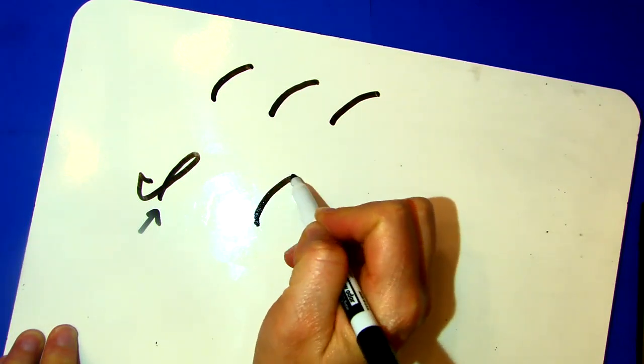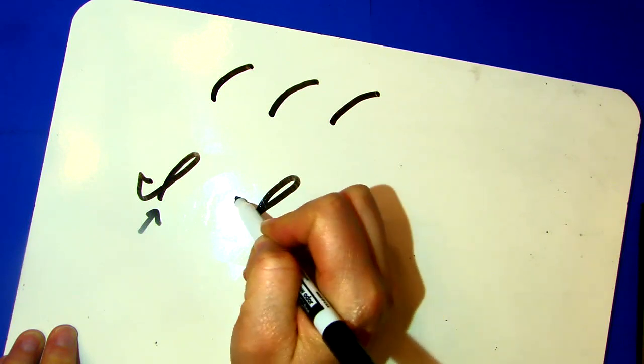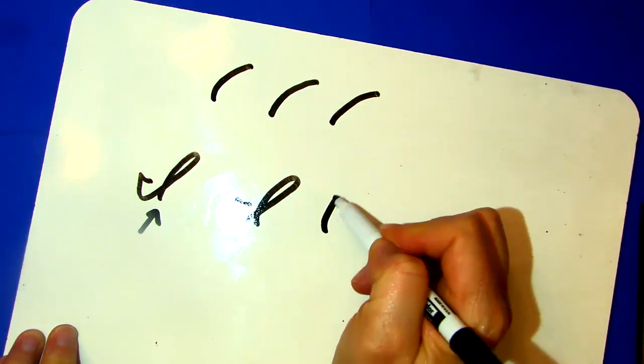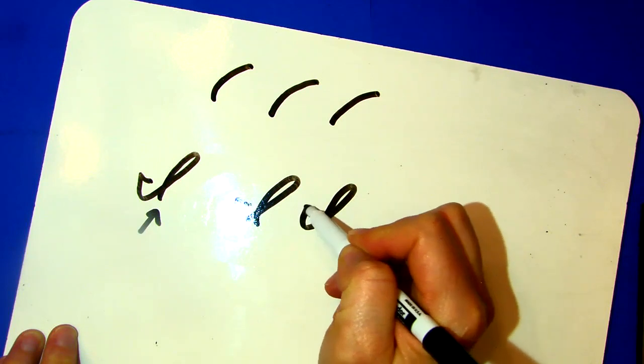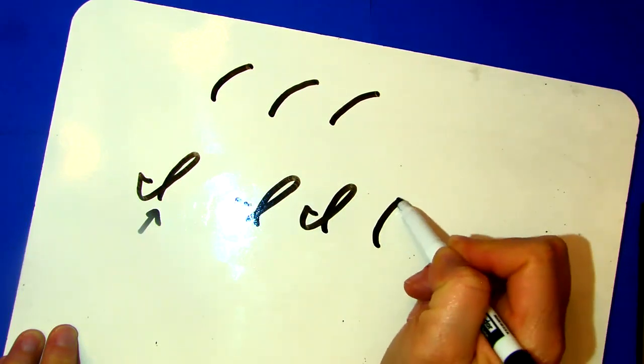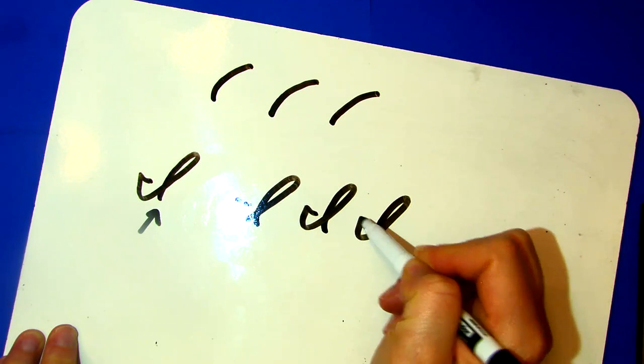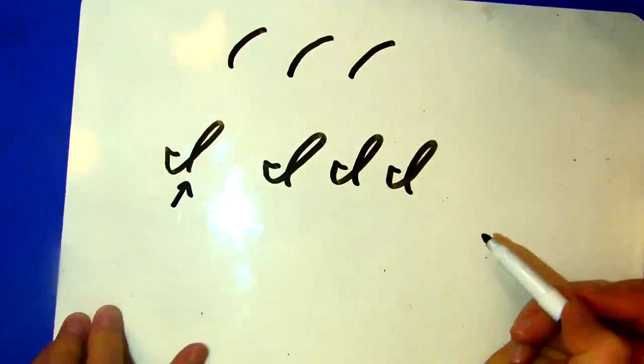Up and over curve, give it a loop, give it a tail. Up and over curve, loop it, give it a tail. That is your uppercase I.